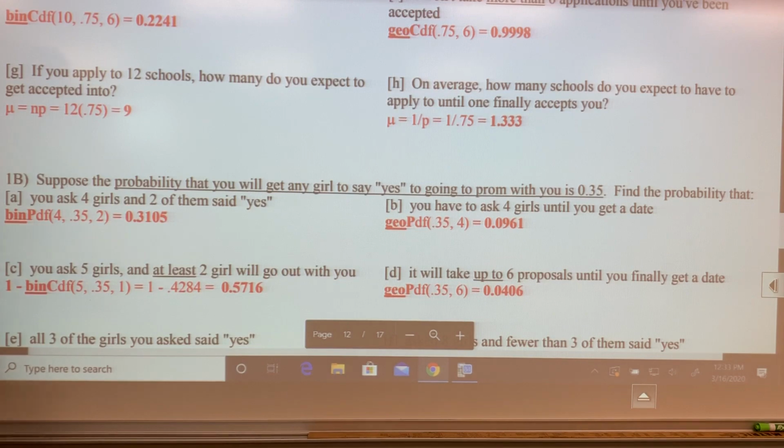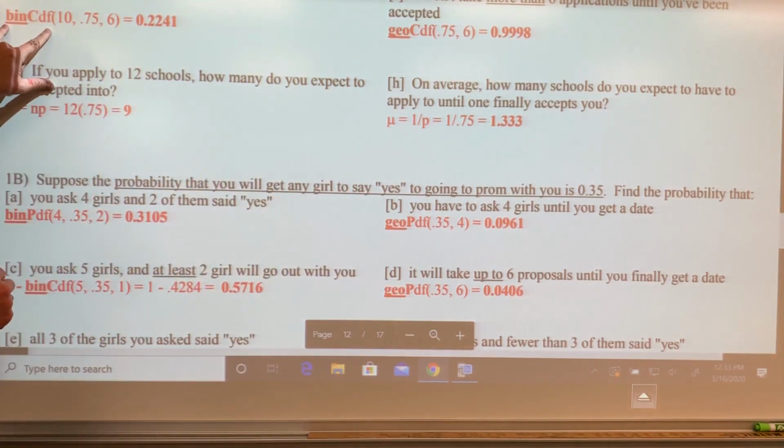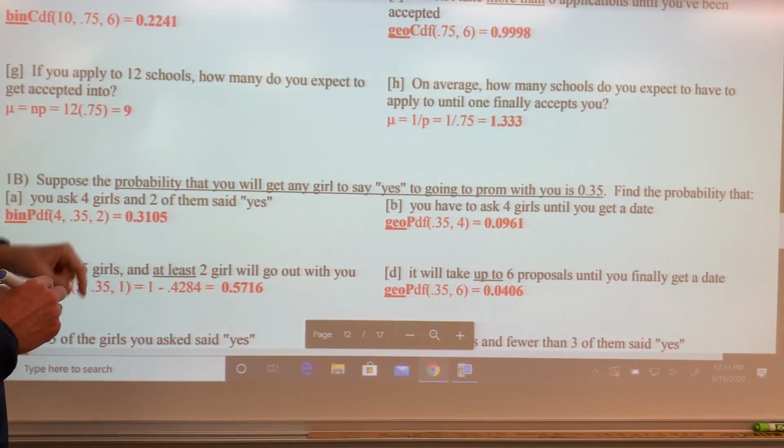Okay, item E. Applied to 10 colleges and got in fewer than 7. Fewer than 7 is 6 or less. So that's going to be binomial CDF: 10 colleges, 75% chance of success, and then a 6 or less.